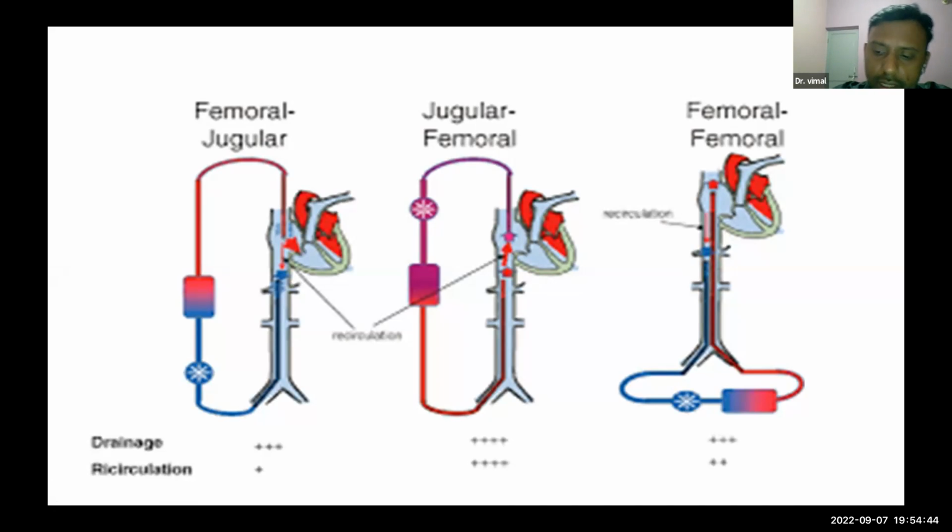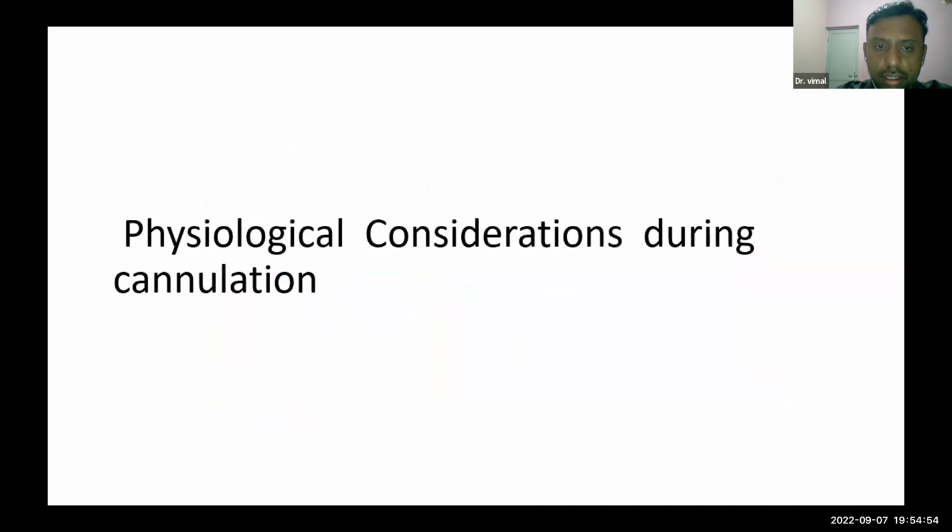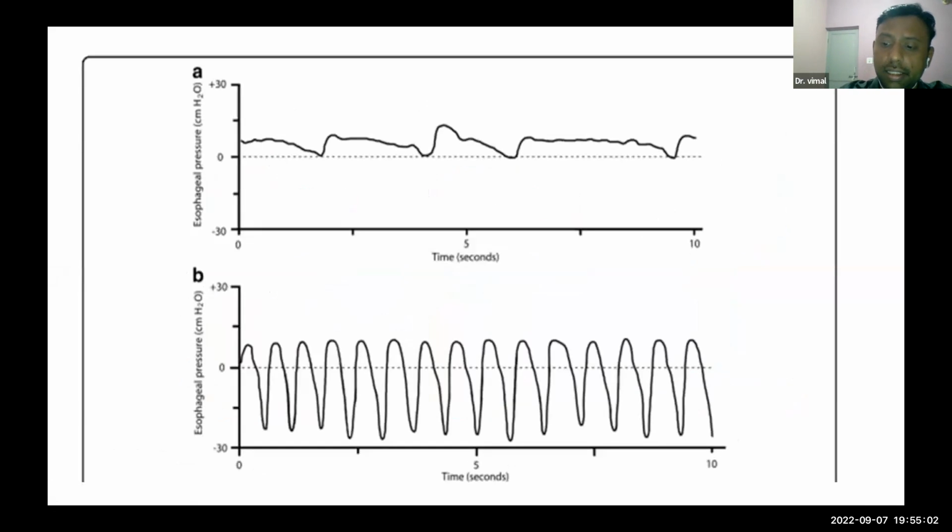One can go for the placement of the cannulas either by the Seldinger technique or by surgical cut down, depending on the comfort of the intensivist and surgeon who is doing it. The physiological considerations during cannulation are important. One of the key reasons why the single site cannulas are preferred is this factor. In the case of a normal individual, the above graph shows the fluctuations in intra-abdominal pressure.